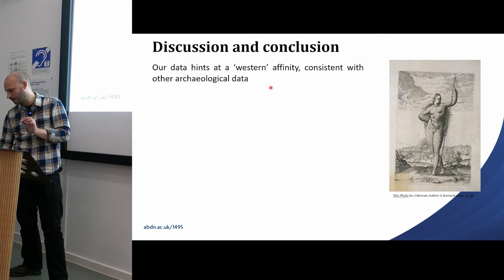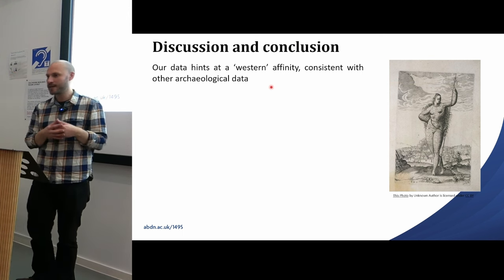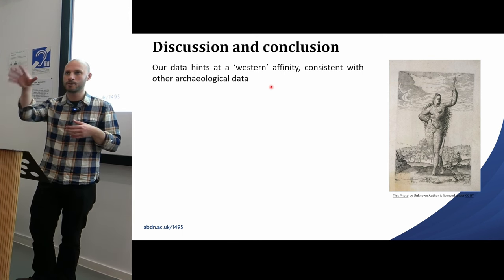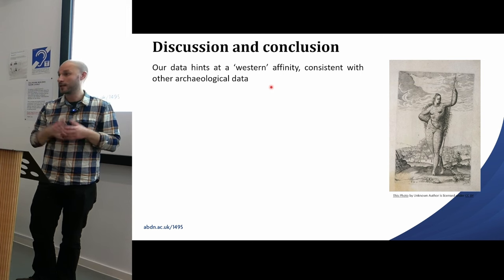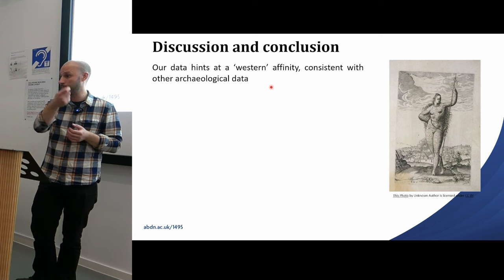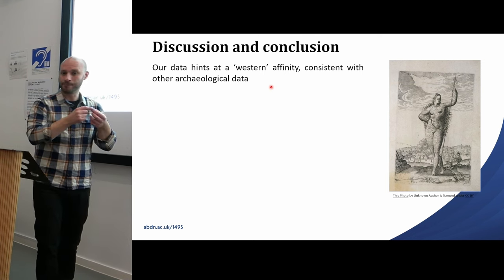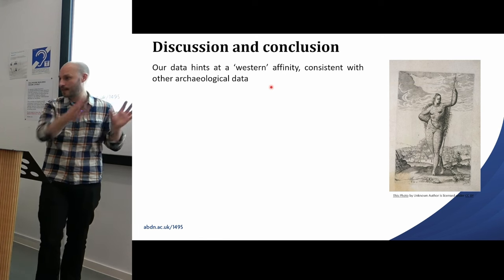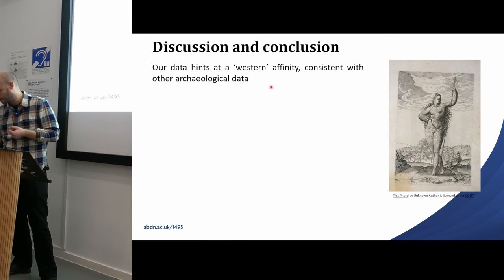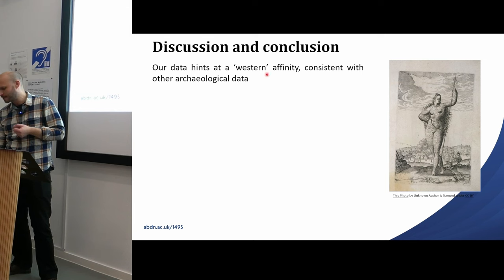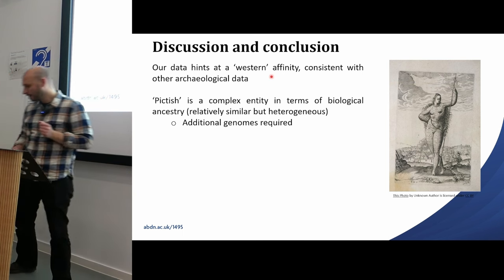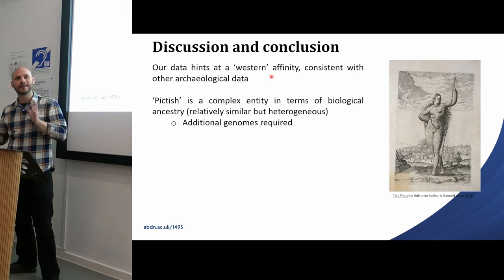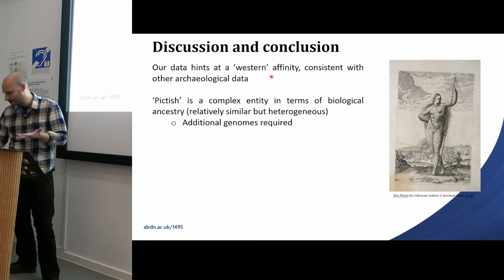Right, so to discuss and conclude, our data hint at a Western affinity. Ongoing research by Lucy Koster and Kate Britton and colleagues in the room looks at strontium and stable isotope data, the chemical signatures from teeth, to infer lifetime mobility. So combining this type of data with our type of data will be very, very powerful. And maybe there is something to this Western affinity. We don't know, and I'm not the expert to talk about that from an archaeological perspective anyway. But we have Gordon and Nick Evans and so on who can provide us really interesting insight into that.